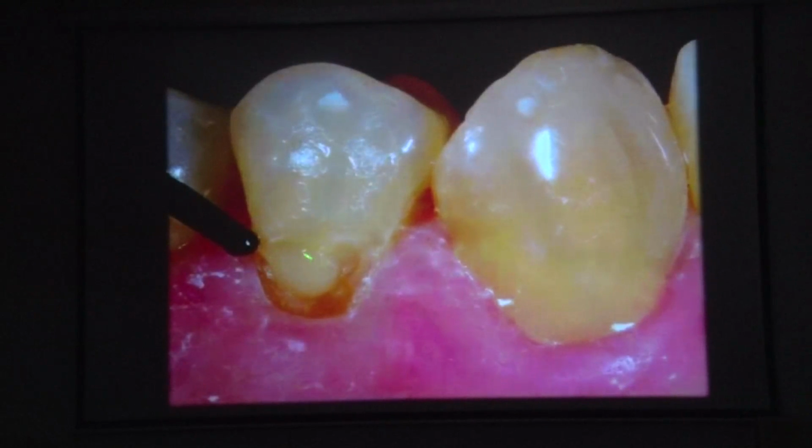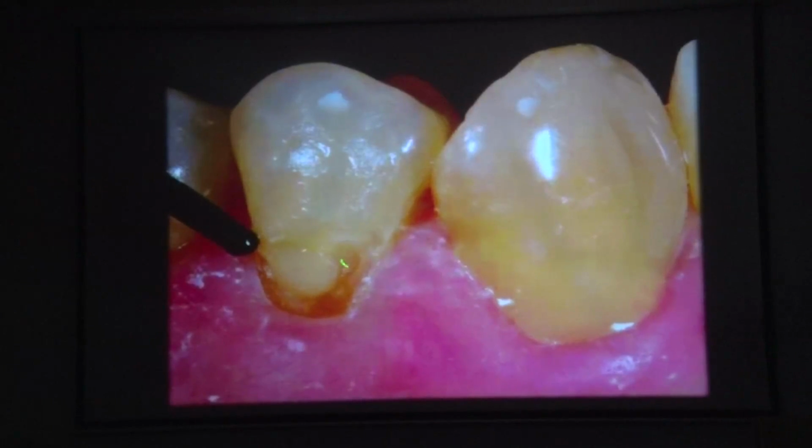And then always use a small little bit of flowable in the center. Don't make the mistake of placing the flowable completely all over, because please remember, class 5s are very, very tricky and dicey in terms of post-op sensitivity. They've got a high C factor. So if you have to place a flowable liner, place it exactly in the center.